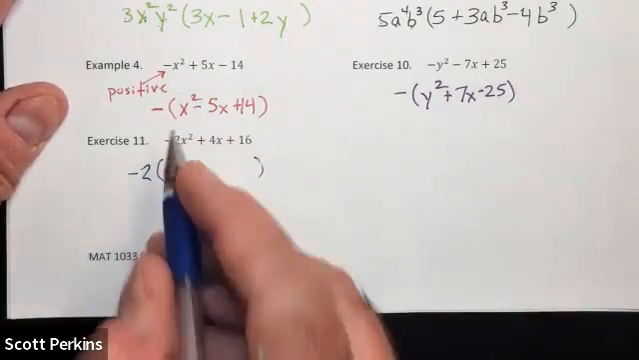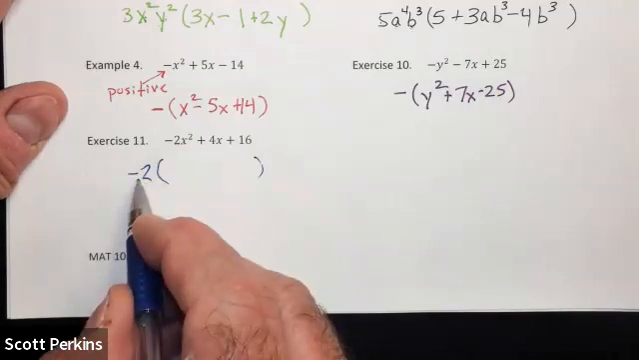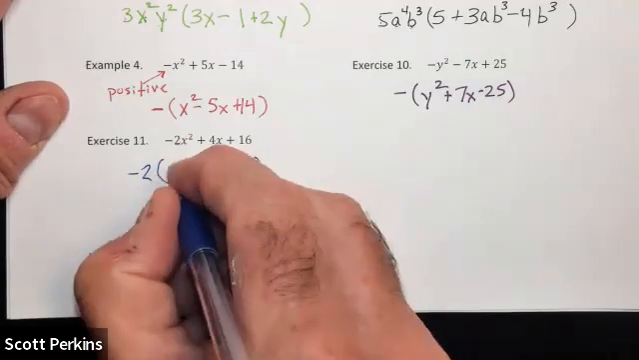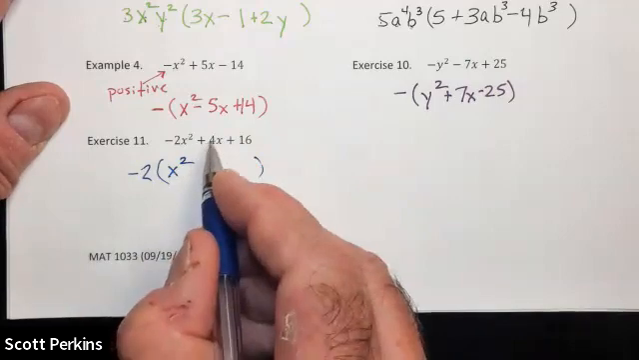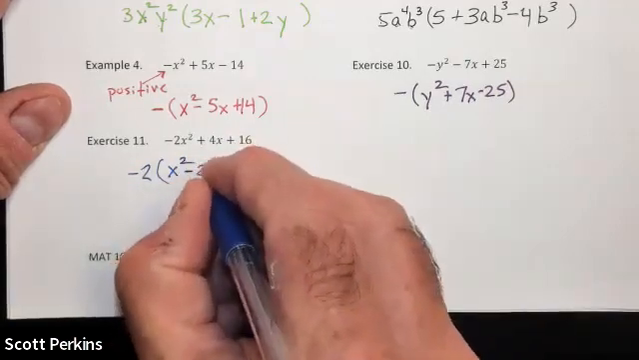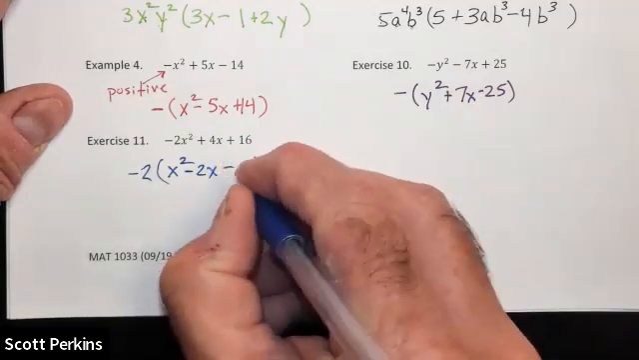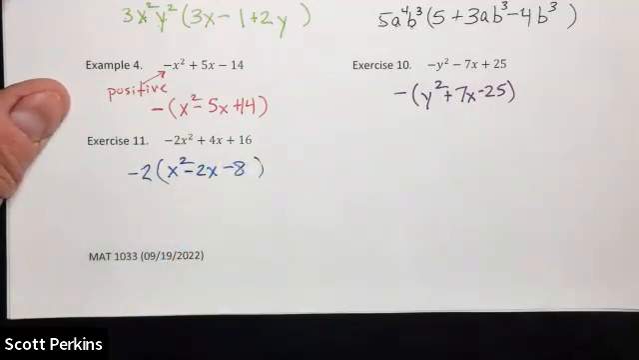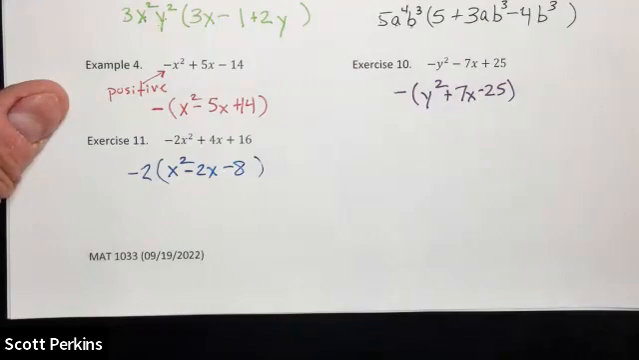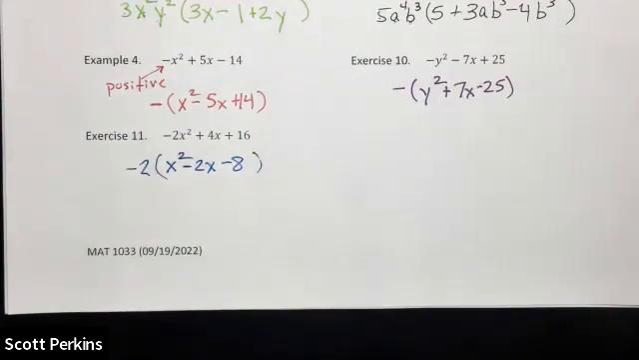So when I do that, negative 2 divided by negative 2 is a positive 1. That just leaves me x squared. A 4 divided by negative 2 is negative 2x. And then a 16 divided by negative 2 is negative 8. And I look at those 3 terms. There's nothing in common to all 3. So we are done with that problem. All right, before I flip the page, we doing okay with factoring out a common factor?